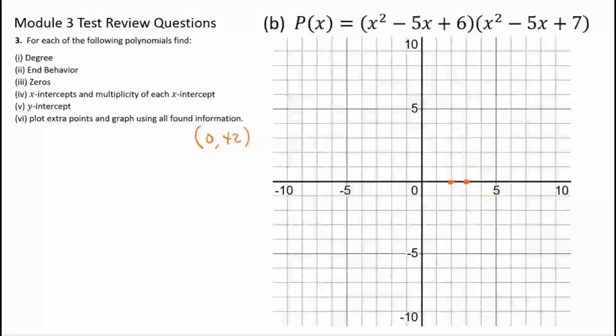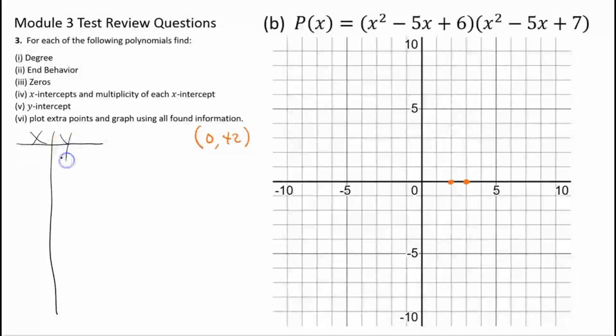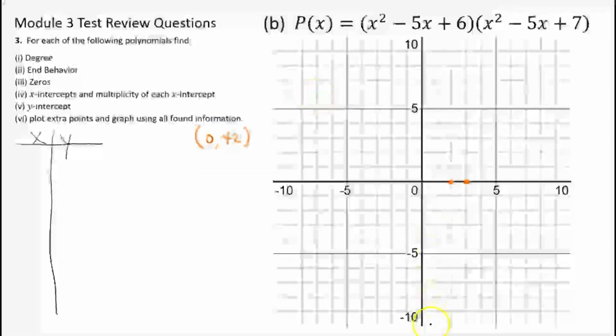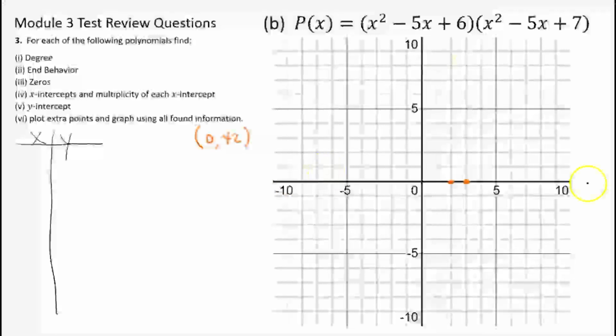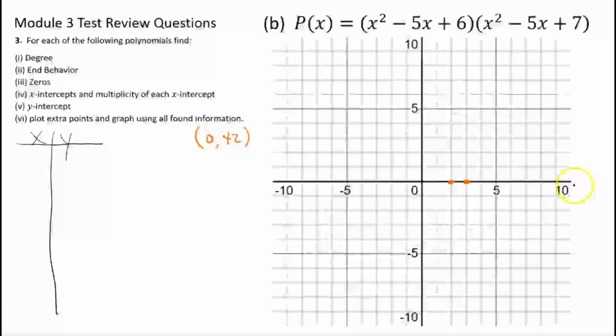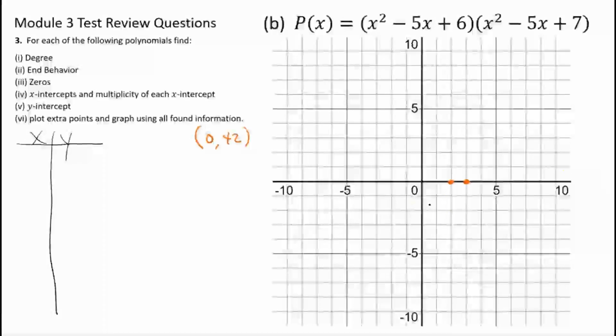So now it's time to do a t-table. We've got to figure out some good points to plug in. Now, one problem I've got, I know you see that my 0, 42 point, I can't put over here because, again, I gave you a scale from negative 10 to 10 on the x's, which works fine. But negative 10 to 10 on the y's is not working so good. Now, I don't even want to change that yet because I don't know what kind of y values I'm going to get when I plug in points.